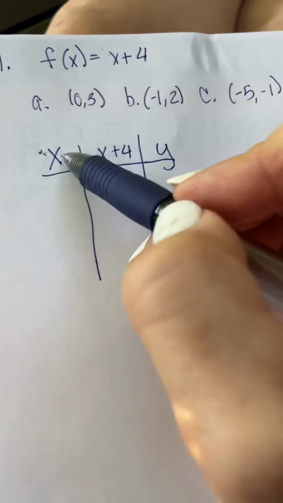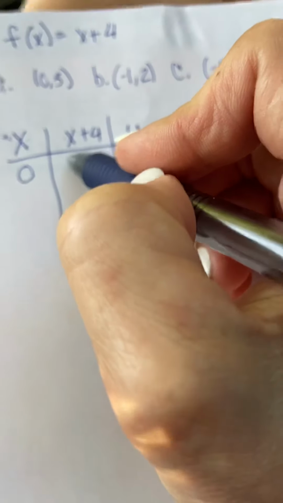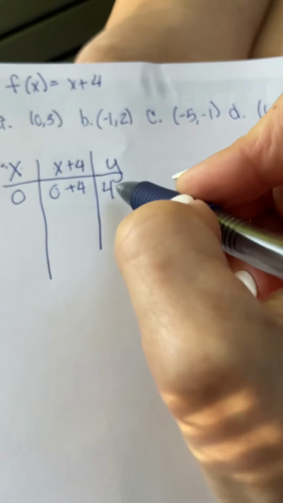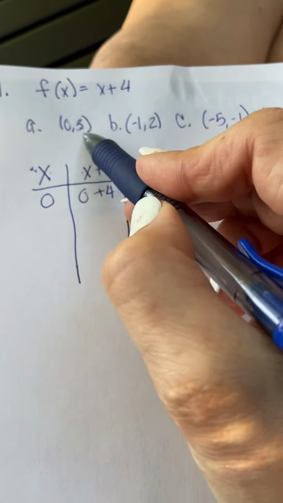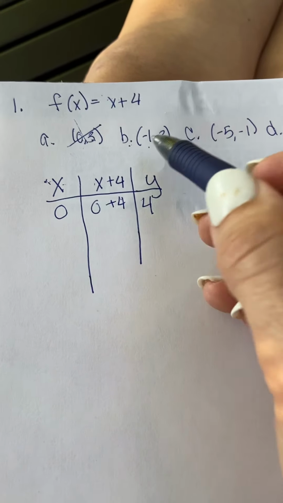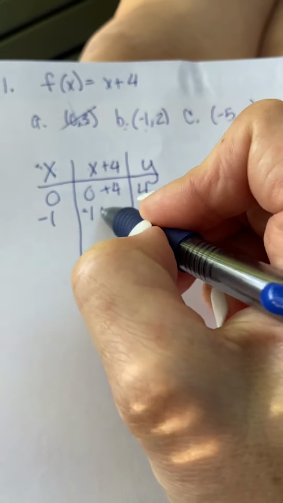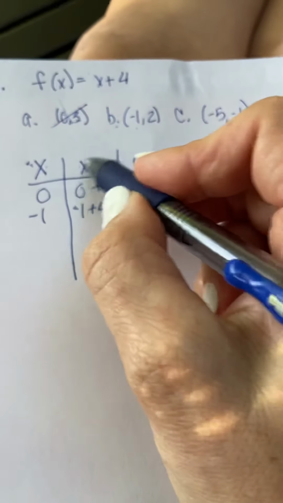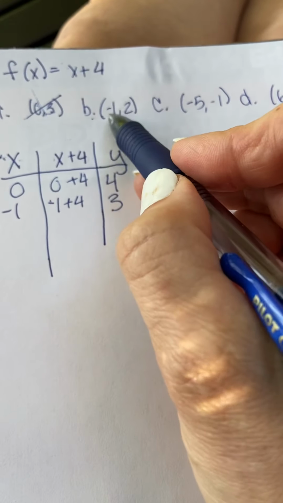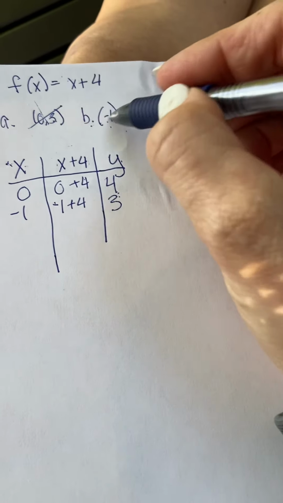The x value on A is 0. Now I'm going to put 0 plus 4, and 0 plus 4 is 4, and that's the y value. This is 3, so that is not going to work for that one. I'm going to try B now. I put -1 in for x, and then I try -1 plus 4. This is the function, like the machine. And then I get 3. The y needs to be 3, and it's 2, so this does not work.